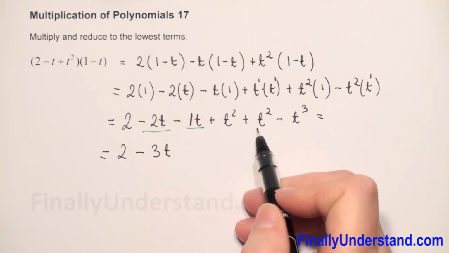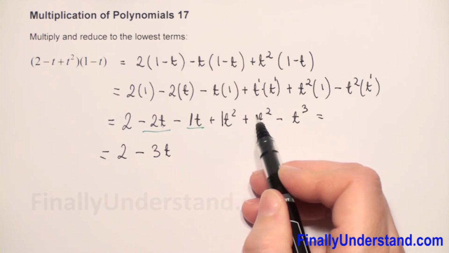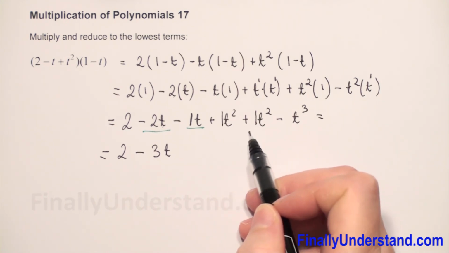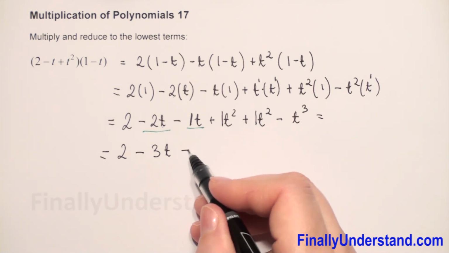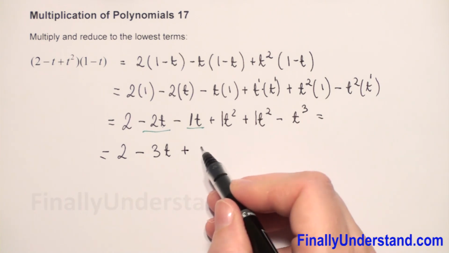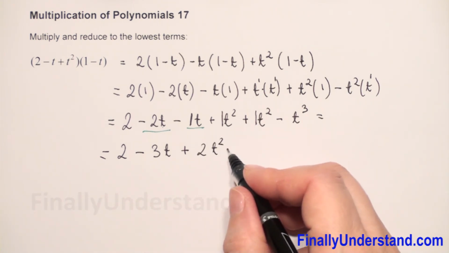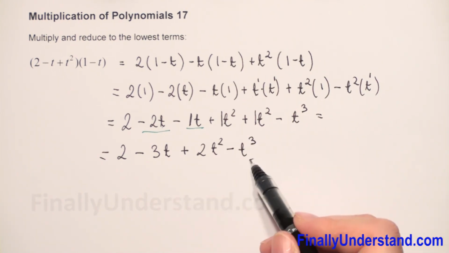Next we have t squared plus t squared. It's like the coefficient 1 is invisible. So how do we add these like terms? We just copy the sign. We have positive and positive, so it will be positive, and 1 plus 1 is 2. Variables t squared we will rewrite. And next we have t to the third power. So this is my solution.